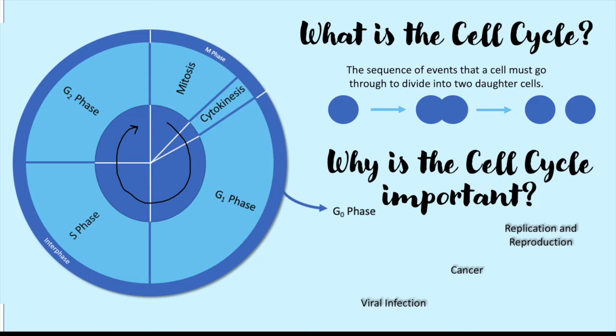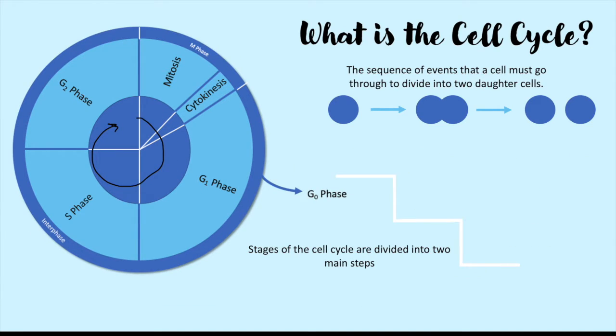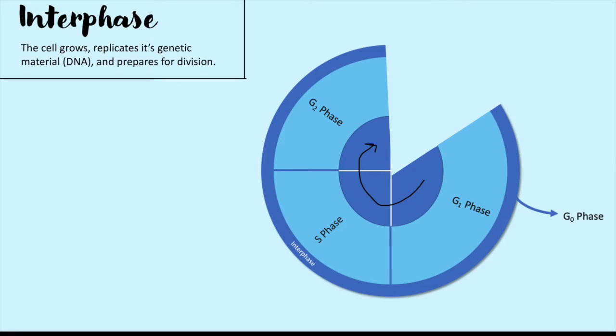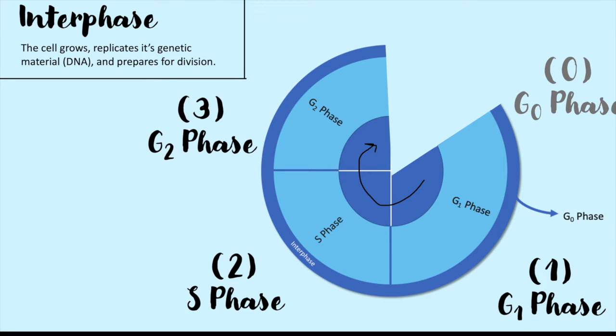So the biggest division that you can make in this diagram is that there are two main stages. There is interphase, and then there is M-phase, which is where division happens. So we'll start with interphase. Interphase is considered a preparation or sometimes called a resting phase, and this is between mitotic divisions. This portion includes the G1, S, and G2 phases. So let's dive deeper into these individual phases.